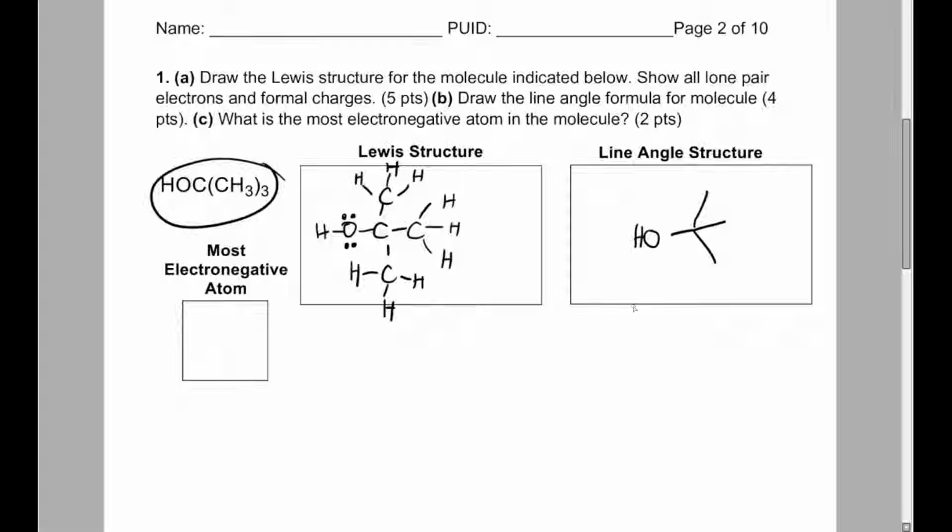And for part C, what is the most electronegative atom in the molecule? We can just see oxygen is the only one with lone pairs, so that's the most electronegative atom.